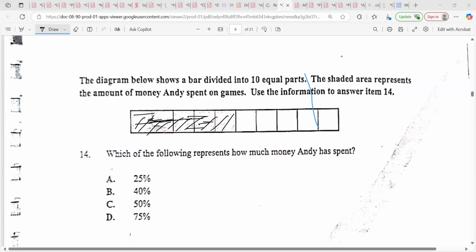The diagram below shows a bar divided into 10 equal parts. The shaded area represents the amount of money Andy spent on games. Use this information to answer 14. Which of the following represent how much money Andy spent?